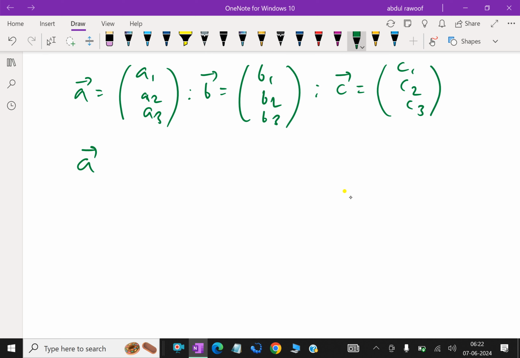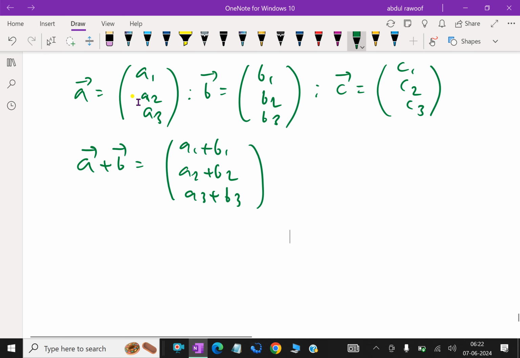Vector A plus vector B is adding the components directly: A1 plus B1, A2 plus B2, A3 plus B3. Also, we can find vector A plus vector C, and vector B plus vector C. Adding these vectors is possible.